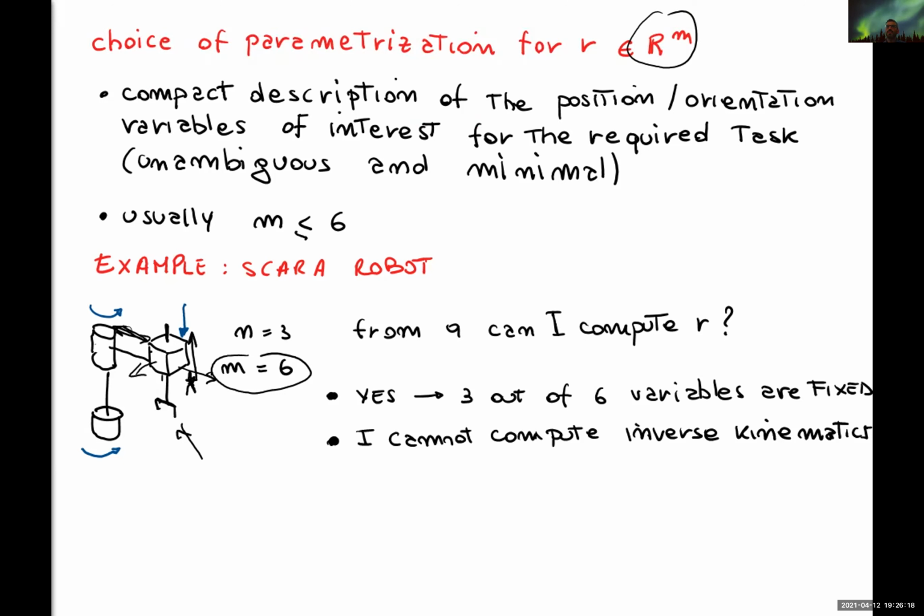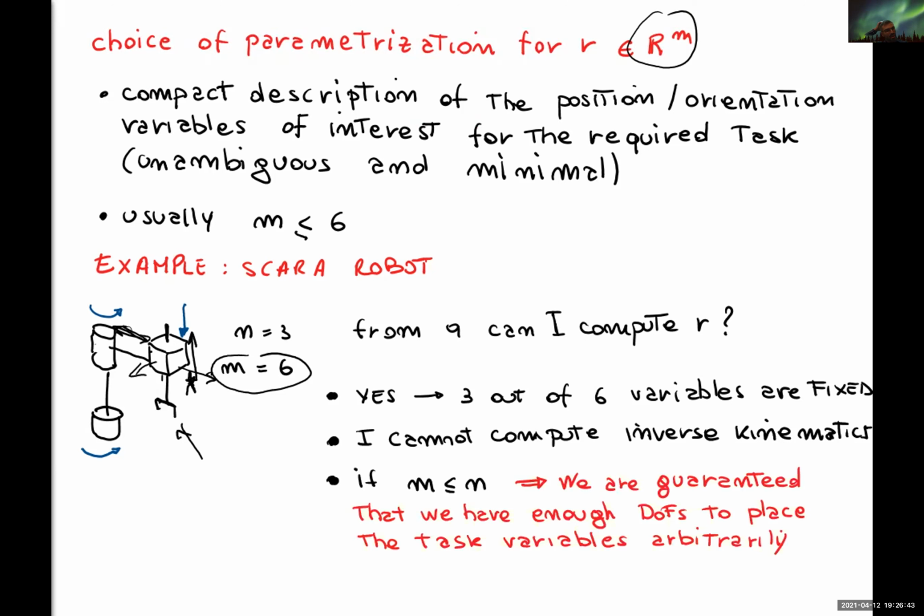No, I cannot compute the inverse kinematics as a 1-to-1 mapping, because I don't have enough degrees of freedom to place the orientation and position arbitrarily. Some orientations are fixed, so our mapping is not 1-to-1. And if the number of task variables is lower than the number of joints, we are guaranteed that we are always able to place our task variables in an arbitrary way.